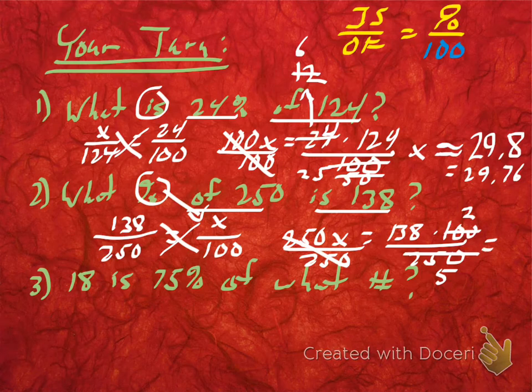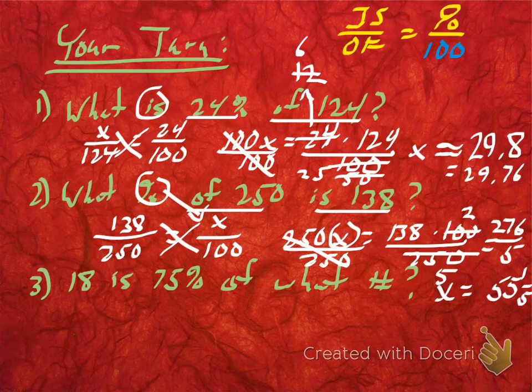2 times 138, I don't need a calculator for that. 2 times 8 is 16. I'm going to get 276. I'm going to get 276 divided by 5. And when I divide 276 by 5, there's my x. I'm going to get x is equal to 55 and 1/5, or you can say 55.2, and that's going to be an exact answer.